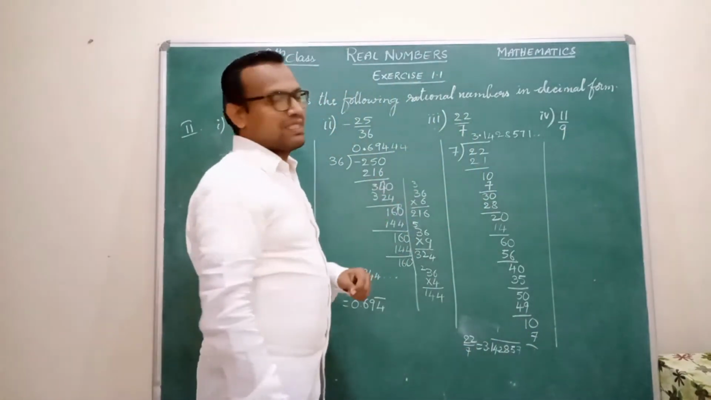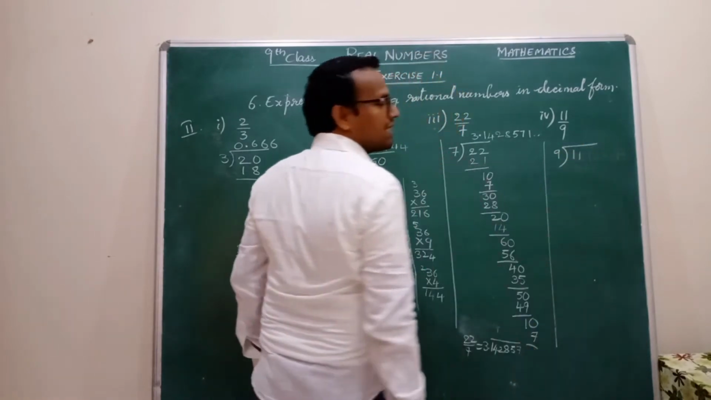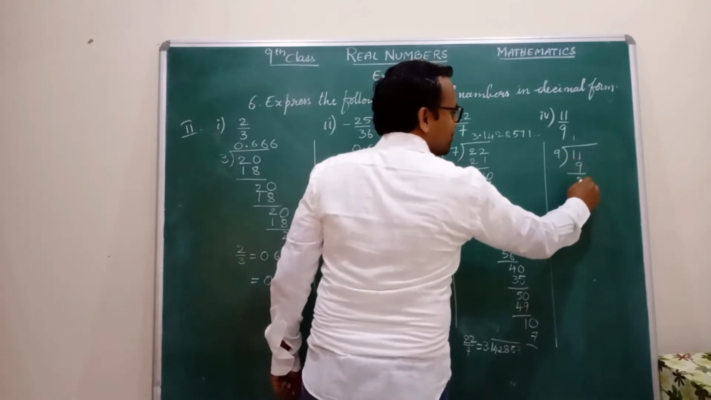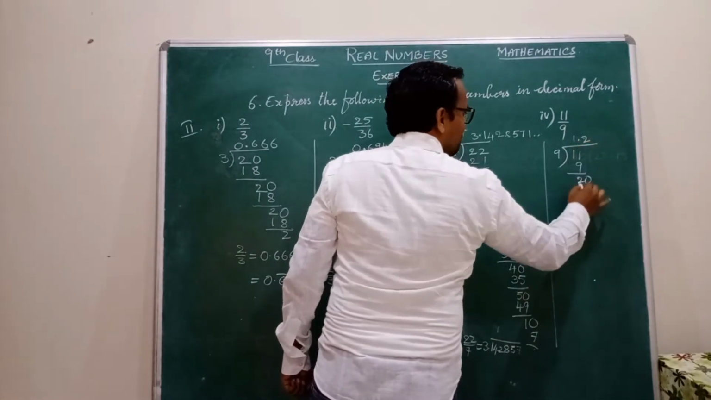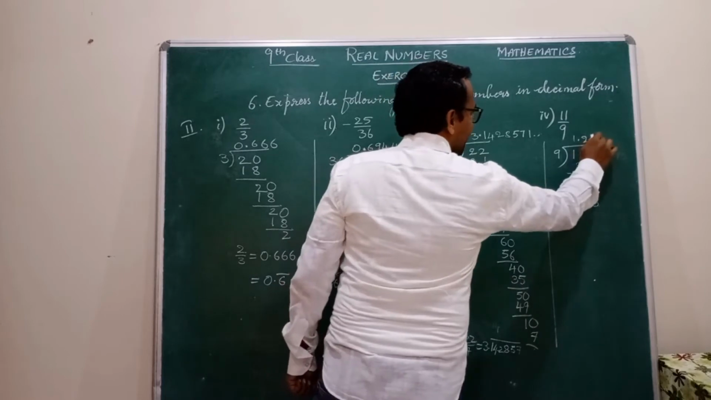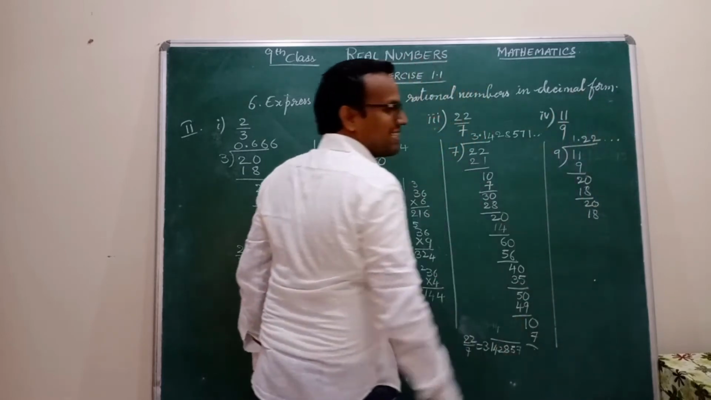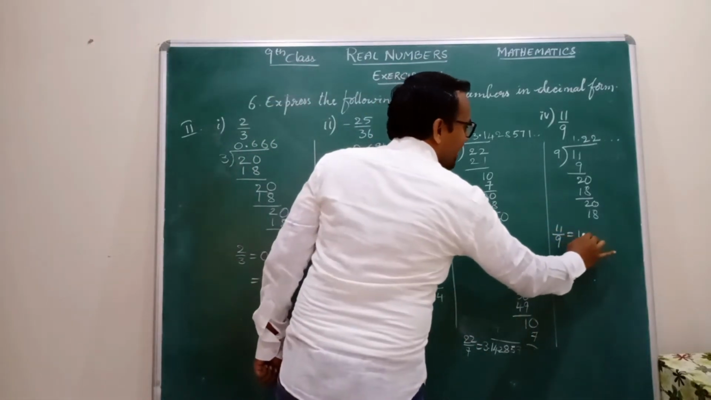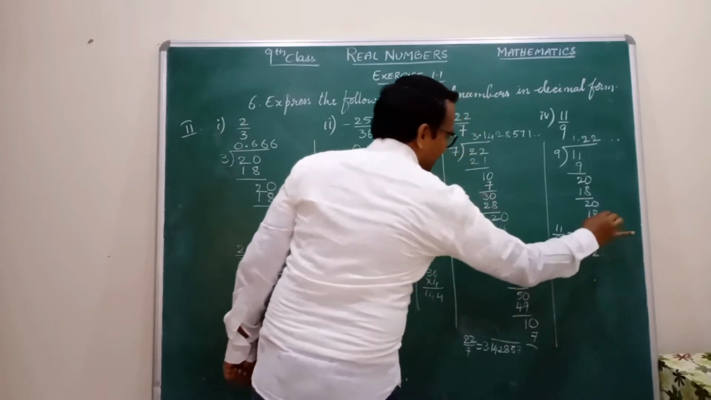Now the fourth one is 11 by 9. That means with 9 we have to divide 11. 9 1s are 9. 11 minus 9 is 2. Take the decimal point, 0, and then 9 2s are 18. 2 again, 0, and 9 2s are 18. So here 2, 2, 2, it is repeating. That means I can write 11 by 9 as 1.222 and so on, or 1.2 bar.